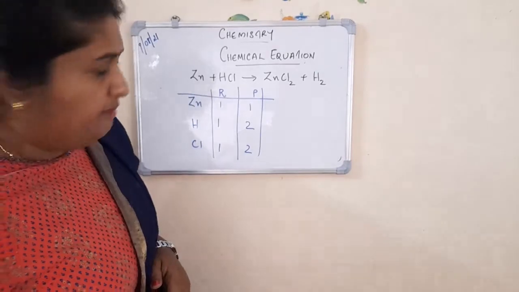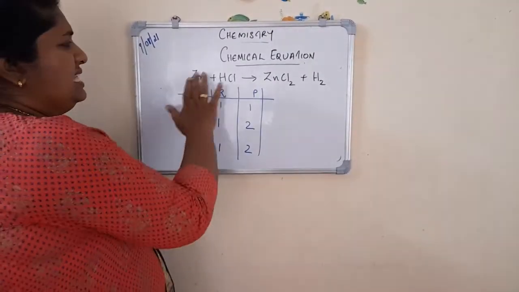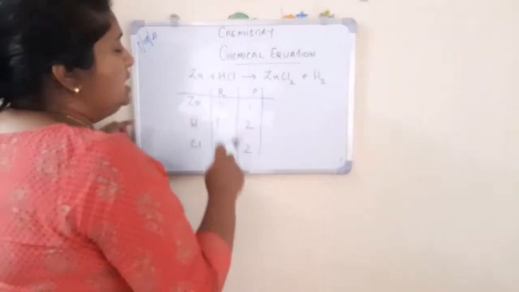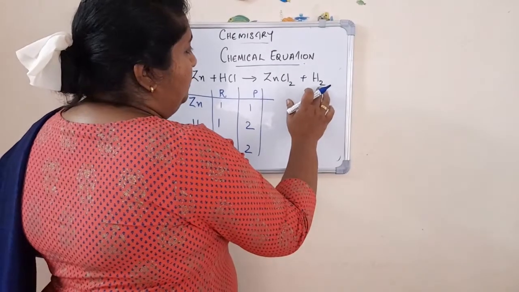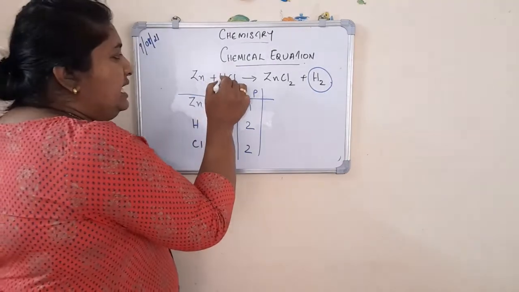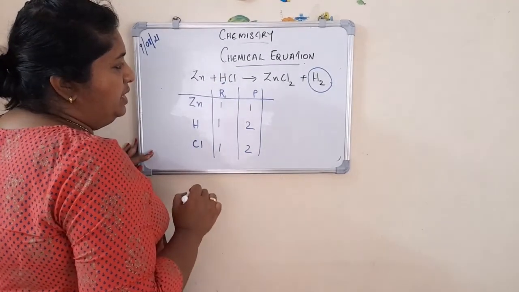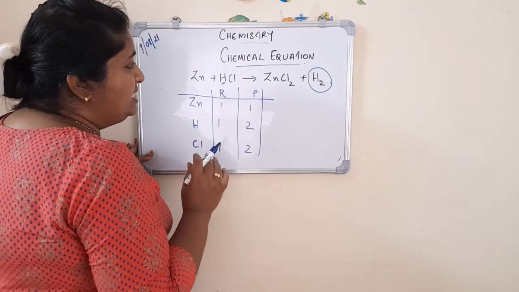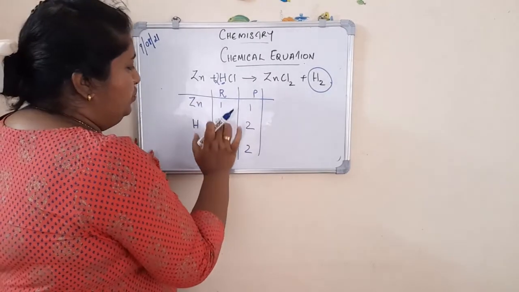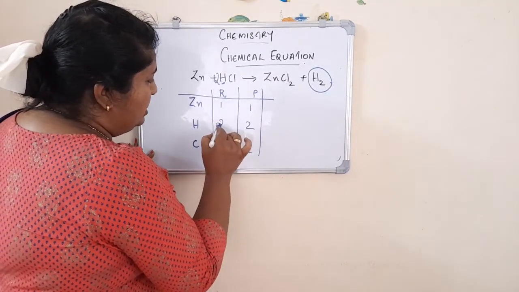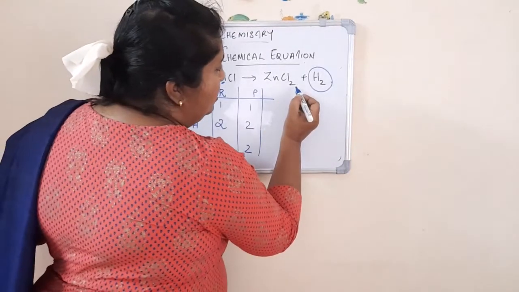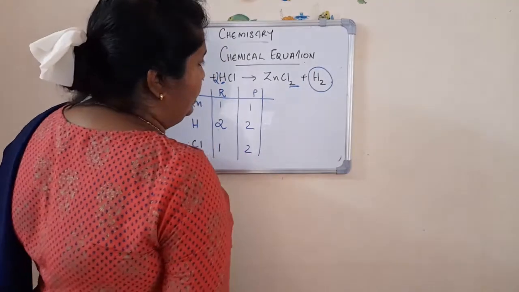Now what do I have to do? Since zinc is the same, I am not going to touch zinc. I am going to hydrogen. See, here in the product side there are already 2 hydrogen atoms, but here you have only 1 hydrogen atom. So what will you do to balance? You will put 2 here, isn't it? See, our hydrogen is balanced. Now what about chlorine? In the product side, there are 2 chlorine atoms.